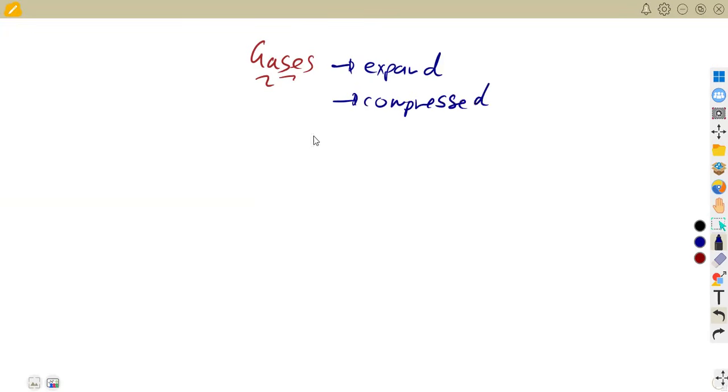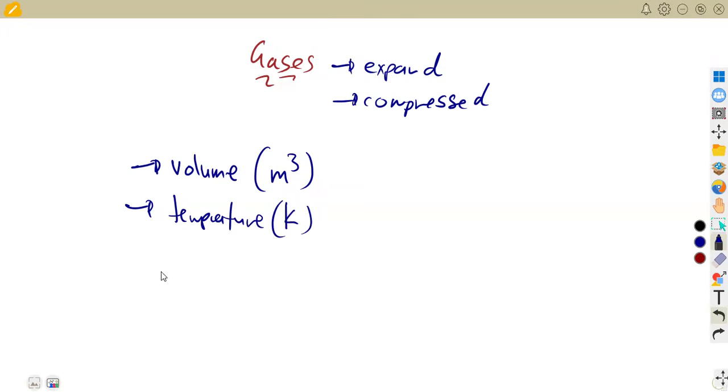A gas is something that can expand or be compressed. So what is the idea here? We have the gas laws that relate how a gas is described. Remember, a gas is given in terms of volume, in cubic meters, the temperature in Kelvin, and the pressure in kilopascal. These are the basic units you need whenever you are dealing with a gas.